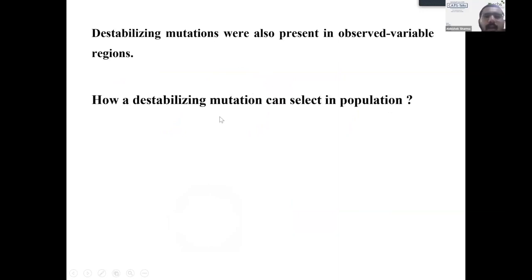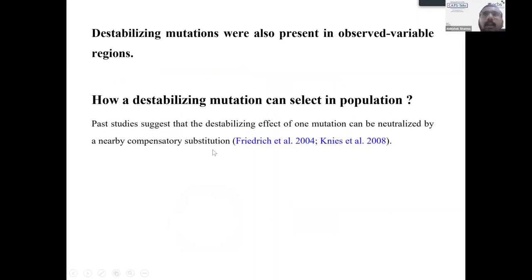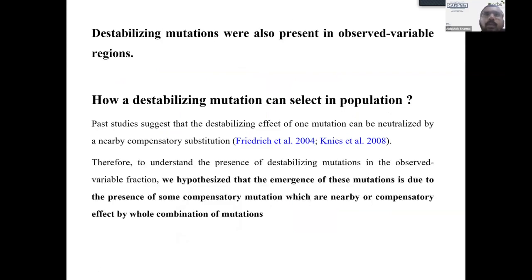But we also see some destabilizing mutations in the variable positions. One can ask how a destabilizing mutation can be selected in a population. So till now, we have been using single mutations and studying their effect on the NS1 structure. But past studies suggested that the destabilizing effect of one mutation can be neutralized by a nearby compensatory mutation. So we studied combinations of mutations, and hypothesized that the emergence of such destabilizing mutations could be due to the presence of some compensatory mutation nearby, or the compensatory effect of the whole combination of mutations.